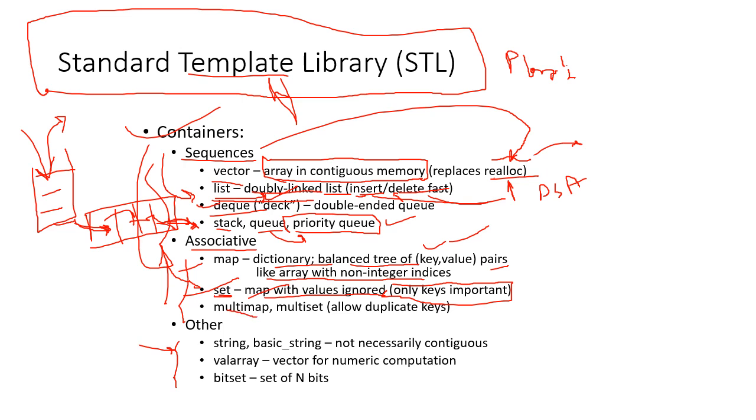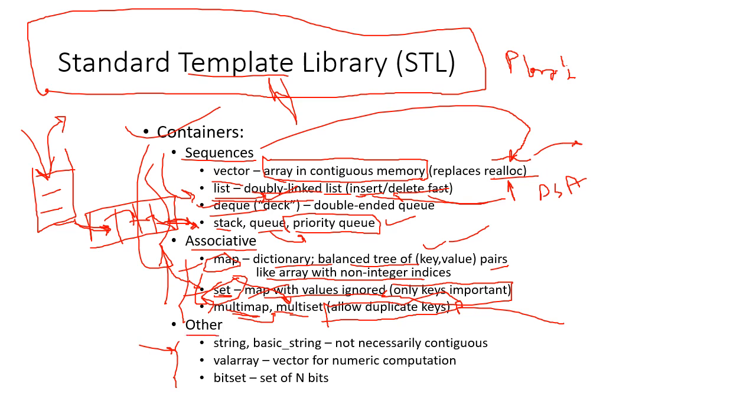Then at the end there are some more, multimap and multiset. What they actually allow is written here: duplicate keys. You need not always have unique keys; you can use duplicate keys here also. So this is a multimap and this is a multiset, nothing but an extended and more convenient form of map and set, but they should be used only when required.